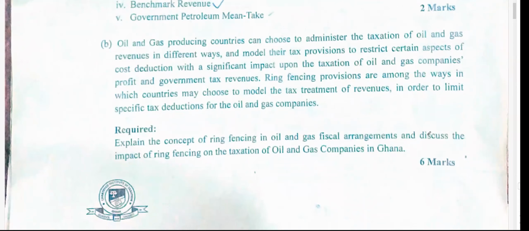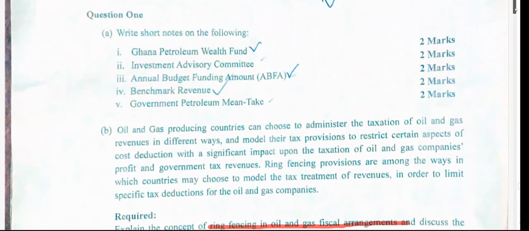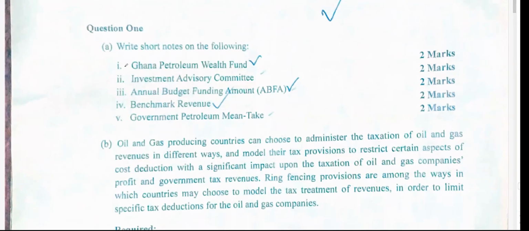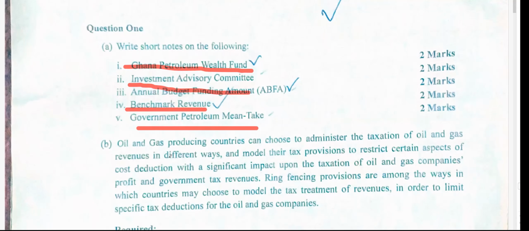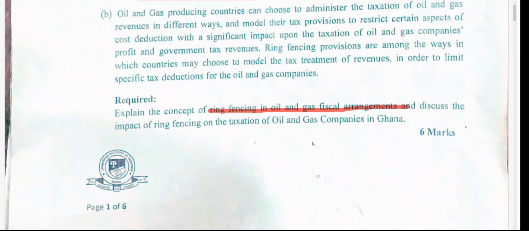So in the framework, was this there? Was it in the framework we looked at? Yeah. Petroleum Wealth Fund, Petroleum Revenue Management Act. Can you see? You see it's there. Ring fencing, 6 marks. It's a framework. When you master the framework, any question that will come, you'll be ready for it.